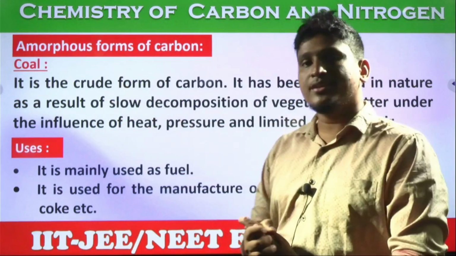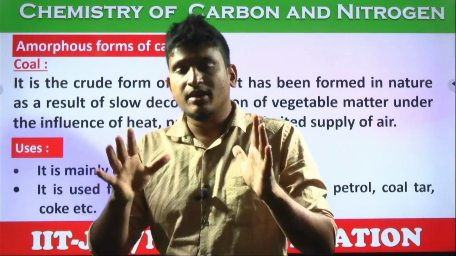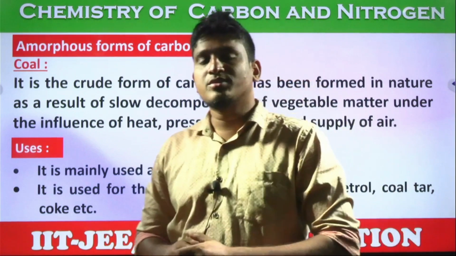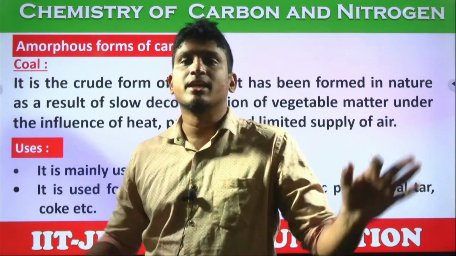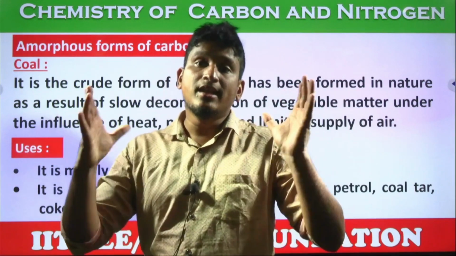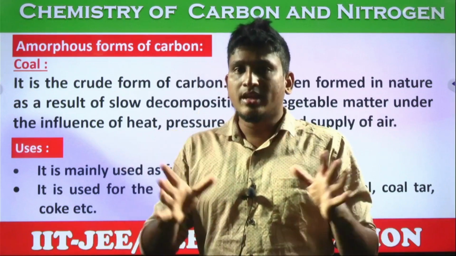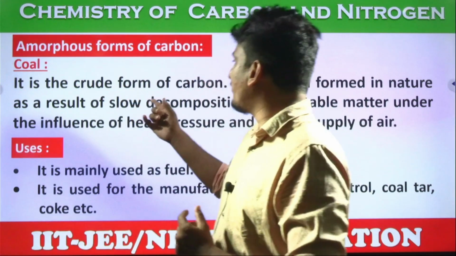Next we have amorphous forms of carbon. What is an amorphous form? There is no perfect alignment, no perfect structure. The first one is coal. Where is coal found, students? Coal is formed from dead vegetation which was buried under the earth's crust for millions of years. Because of the limited supply of air, it slowly undergoes carbonization and converts into coal. So it is a crude form of carbon.